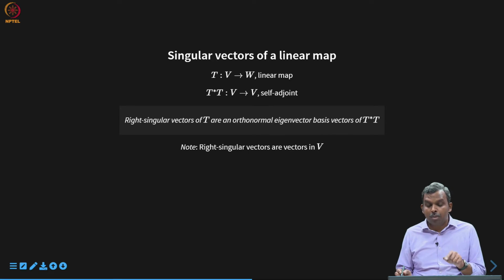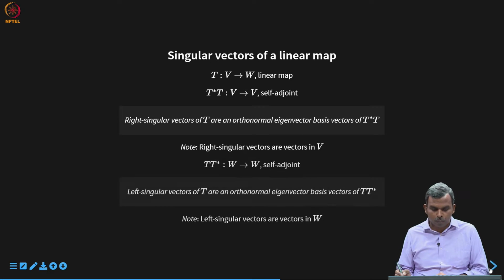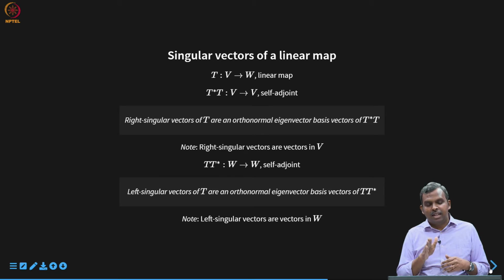Okay, so remember, right singular vectors are vectors in V. That's something important to remember. So now you can see where the left singular vectors will come from. Instead of T star T, you look at T star. Okay, remember, T star T is self-adjoint.